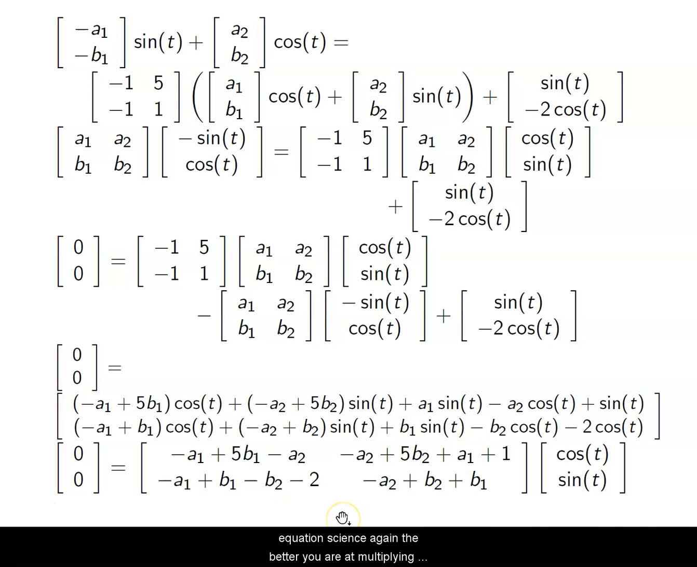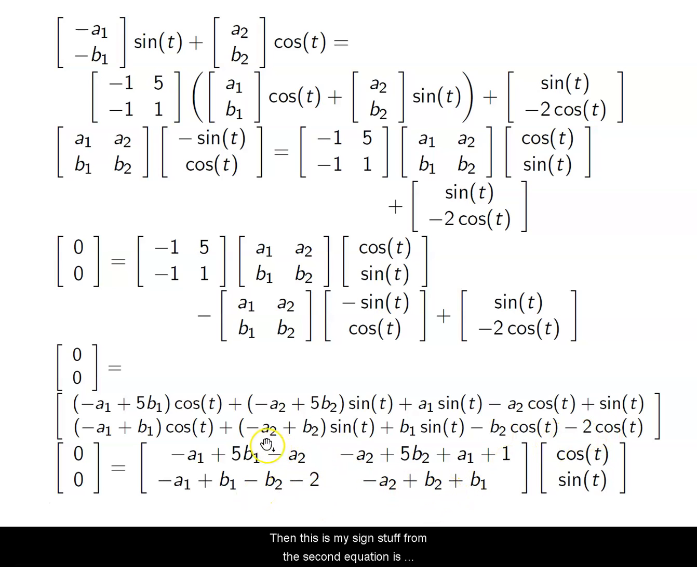Again, the better you are at multiplying matrices and vectors, the easier it is to get through these sections, right? So here you see I have my negative a1, 5b1. The other cosine is a negative a2. Here my sine in the first equation is negative a2 and a 5b2, and an a1 in a single sine. Same thing here, negative a1 plus b1 is cosine. The next cosine is this negative b2 and a minus 2.